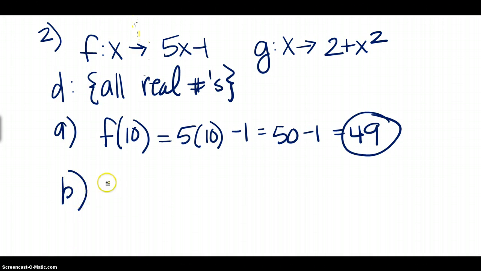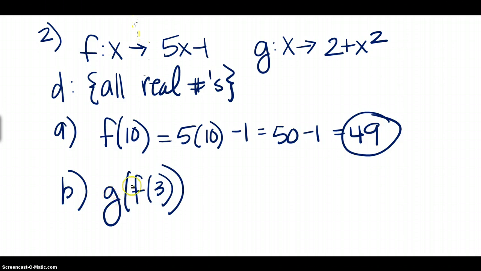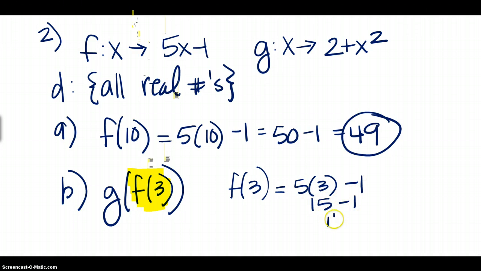Okay, let's do B. This one is a little harder, but nothing you can't handle. So g of f of 3. Just like if we're following PEMDAS, we are going to start with f of 3. Once we find that number, whatever it is, we're going to plug it into the g function. So f of 3 is 5 times 3 minus 1, 15 minus 1, which is 14.